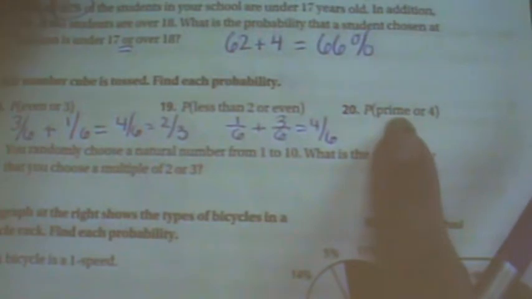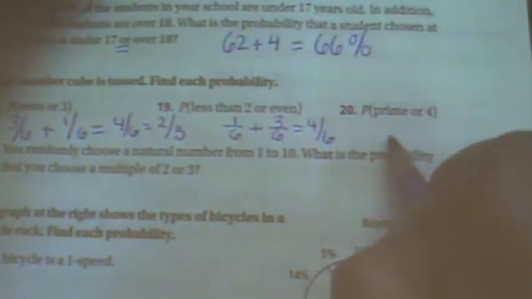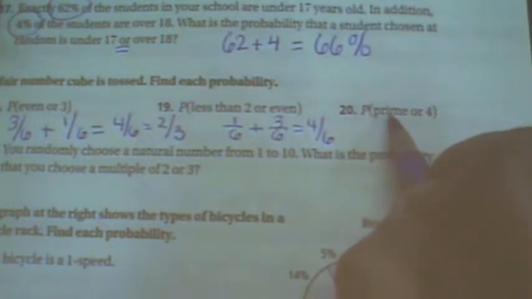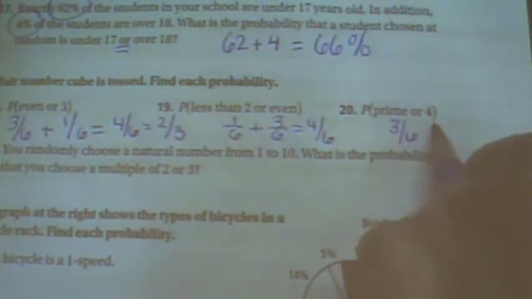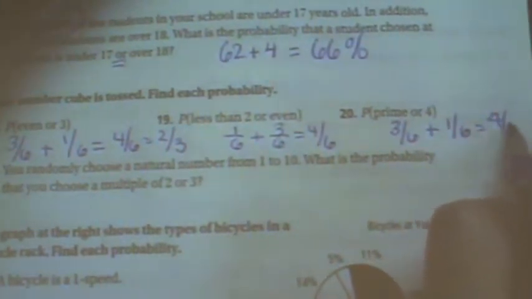Can you roll a prime and a 4? No. So these are mutually exclusive. So what's the probability of a prime number? We have 2, 3, and 5. 3. How many 4s are there? So this is going to be 4/6 or 2/3.